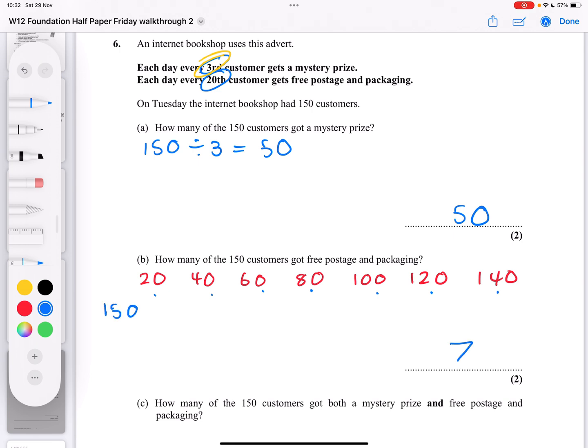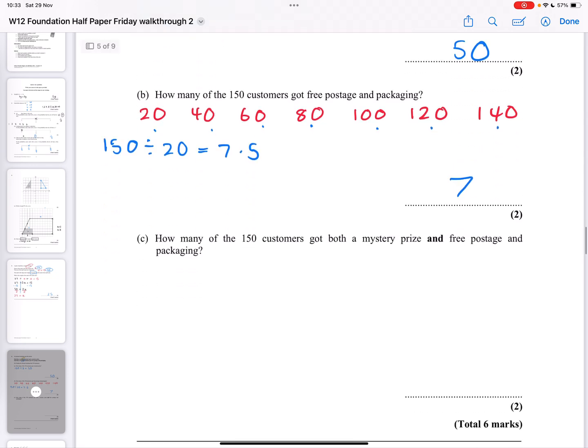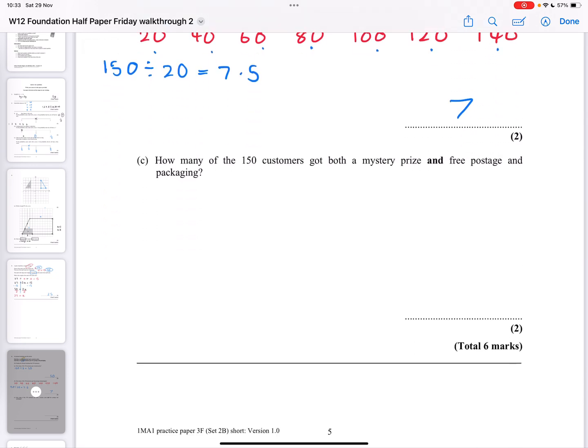If you did the same method as the first part and did 150 divided by 20, you would have got 7.5. That isn't the answer because we can't have half of a customer. 8 would be wrong because that would require 160 customers. We only had 150.